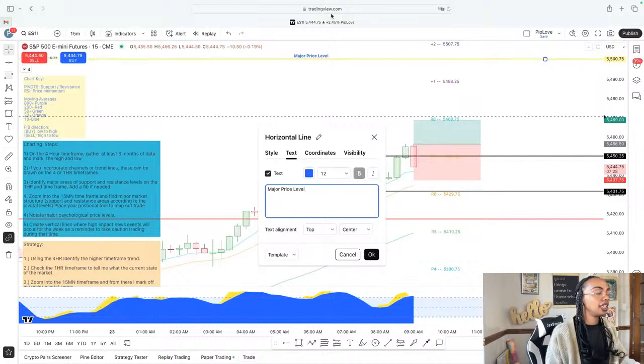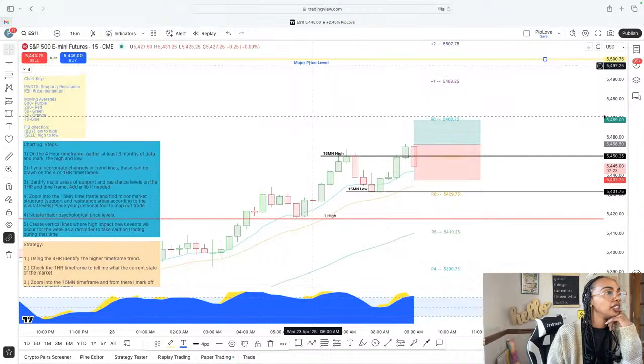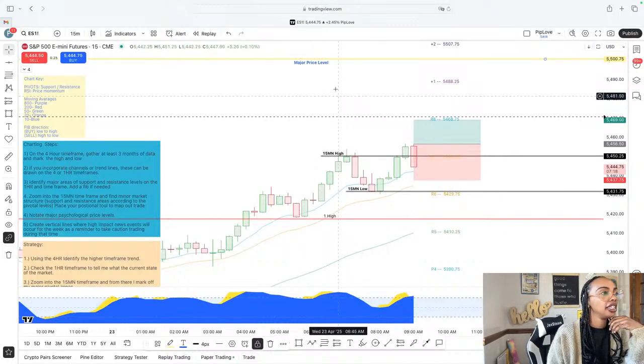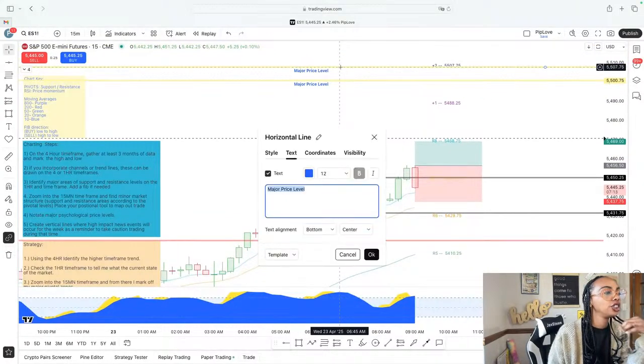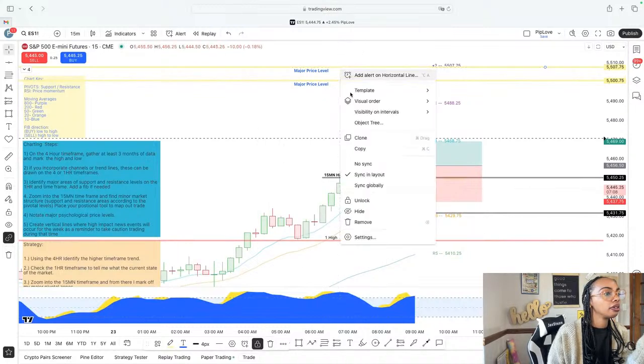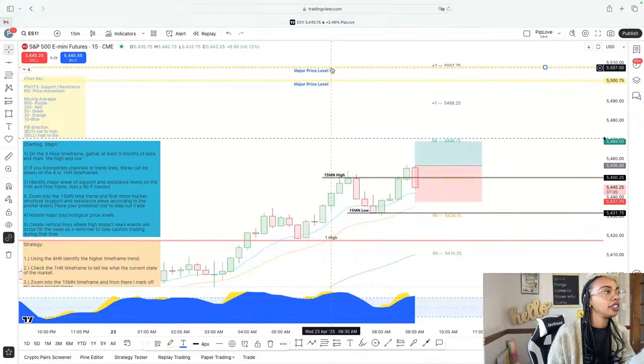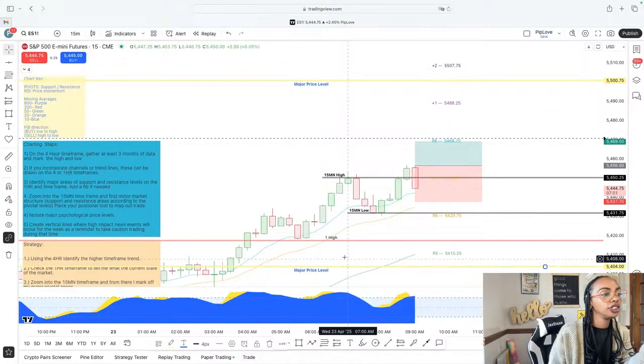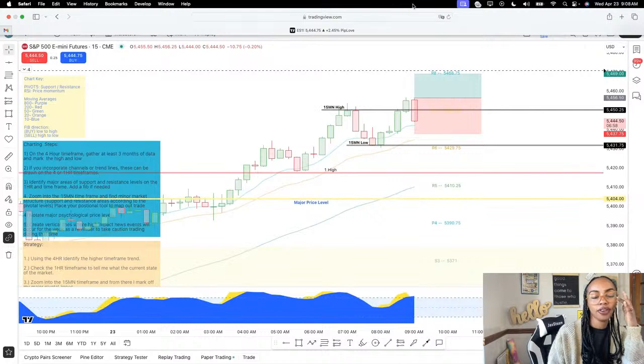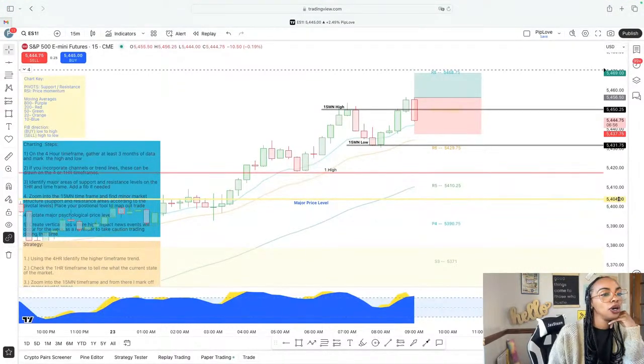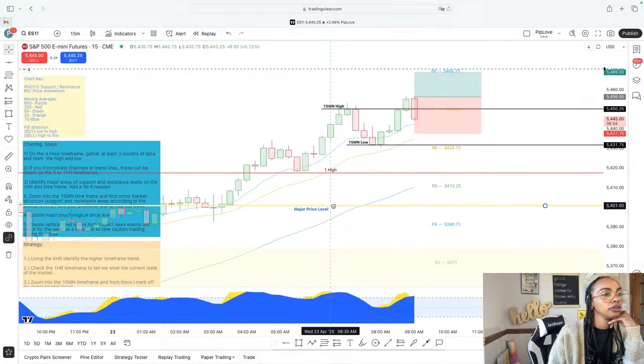Major psychological price level here. That's just something you can always lock into your charts. You just want to have that information. You don't want all of this on your charts. You can have it where you just have this visible on the 4-hour time frame, but you want to be able to know what's going on at these levels.